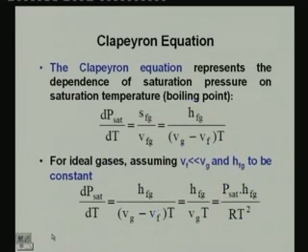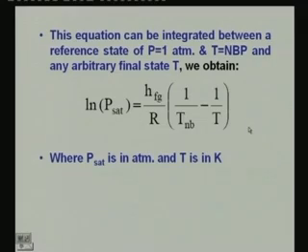Now you can integrate this equation between two states, 1 and 2. If I take state 1 as a reference state, that means pressure is 1 atmosphere and temperature is the normal boiling point, that is my reference state 1, and state 2 is any arbitrary temperature at which I would like to find the saturation pressure. That means I am integrating the Clapeyron equation between a reference state of 1 atmosphere pressure and normal boiling point, and any arbitrary state T. So you get this equation.